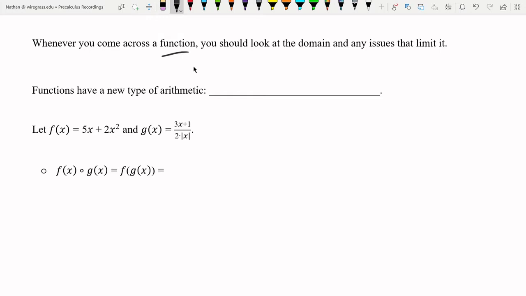So functions have a new type of arithmetic. We of course have addition, subtraction, multiplication, division of functions, which I'll show you. But functions also have something called composition. And that's really just plugging one function into another function.